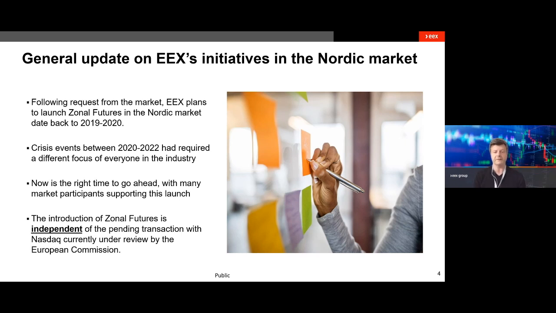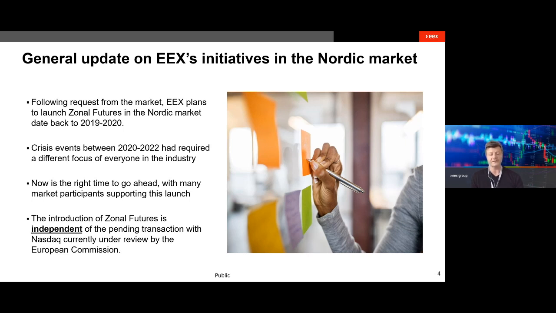Following requests from the market, the EEX plans to launch zonal futures, dating back to 2019 and 2020. So we've had these plans for quite a long time, but unfortunately, most of you would have heard there was a bit of a crisis in the market between 2020 and 2022, which put these plans on the back burner. Everybody was focused on other stuff, but now we see the time is right to actually go forward with supporting these new products and wish to bring them to market.